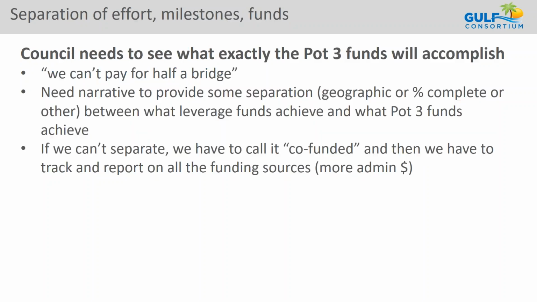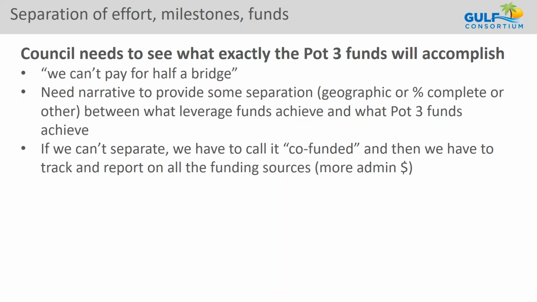Any questions about separation of effort in that kind of narrative? That's going to show up in the project narrative and in the budget narrative, describing the Pot 3 request, what that's paying for, and what some other funds might be paying for separately.